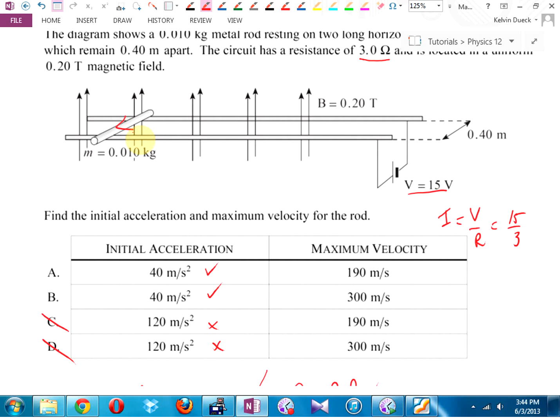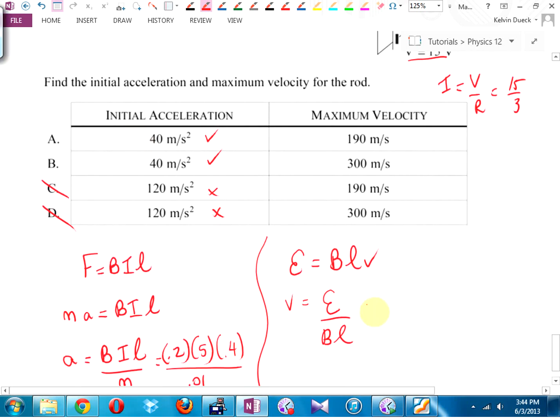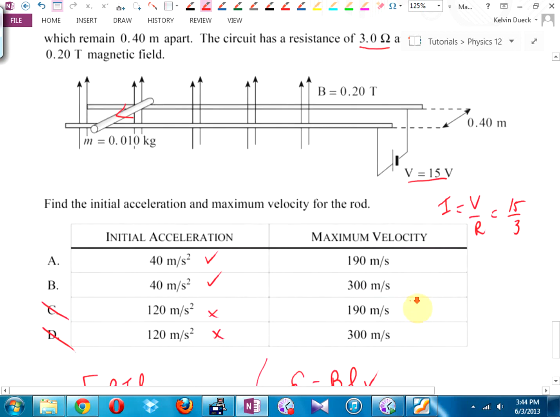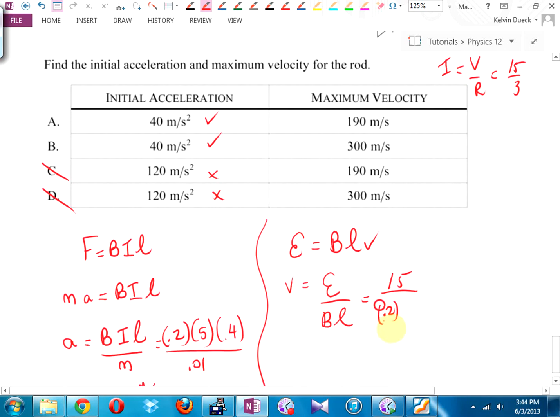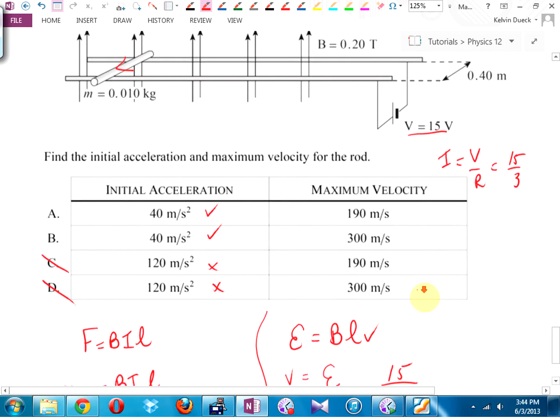What's the maximum back EMF that we can generate? Because this is an induced voltage. This down here is an induced voltage. It's actually the back EMF that you're creating. What's the maximum? When it exactly cancels out this one, 15. So there's your back EMF, 15. Magnetic field was still 0.2. L was still 0.4.